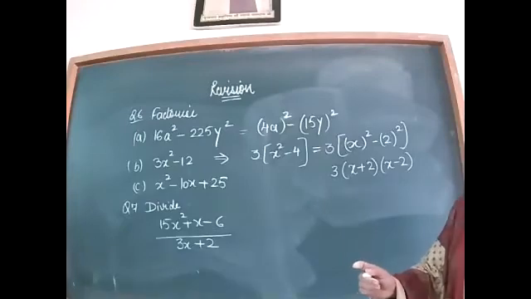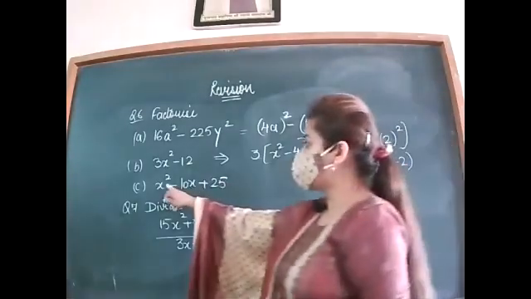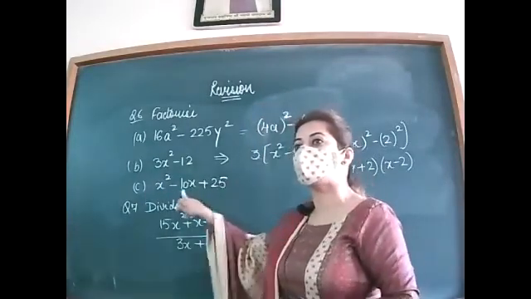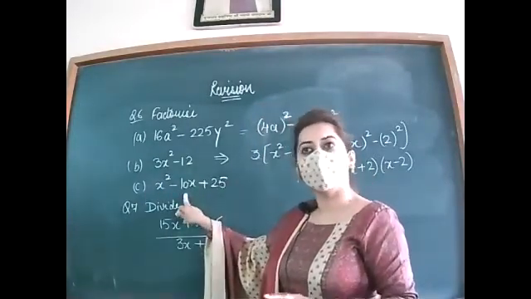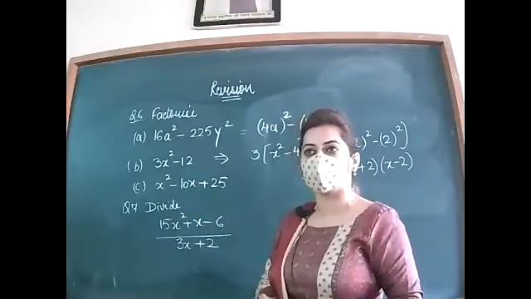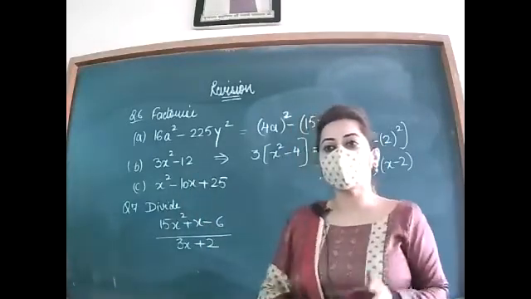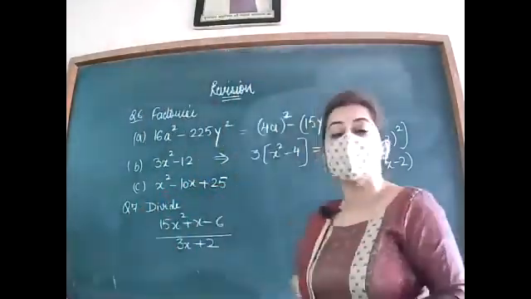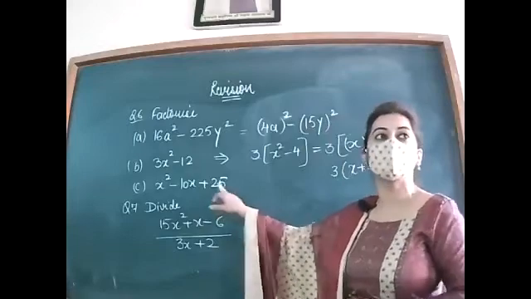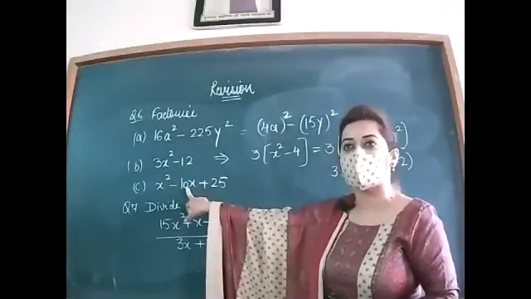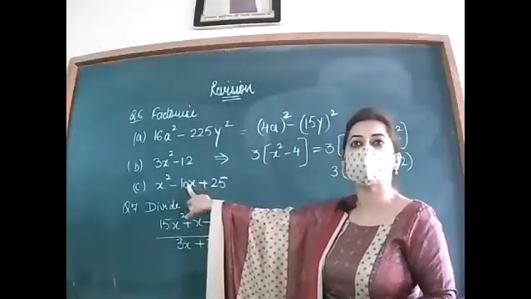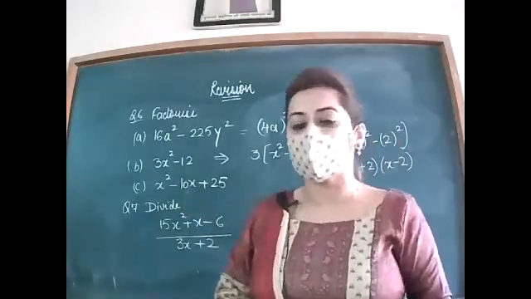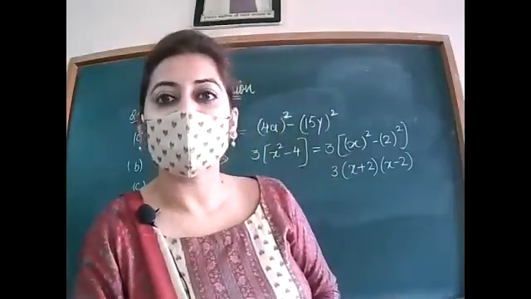Or you can apply an identity also. Because this is x whole square, this is 5 square, a square plus b square minus 2ab. Or you can apply middle term splitting also. So you have to find the two factors, and those two factors are 5 and 5, because 5 fives are 25 and 5 plus 5 will give you 10. So write this minus 10x as minus 5x minus 5x and take common from two terms, that will give you the same bracket.